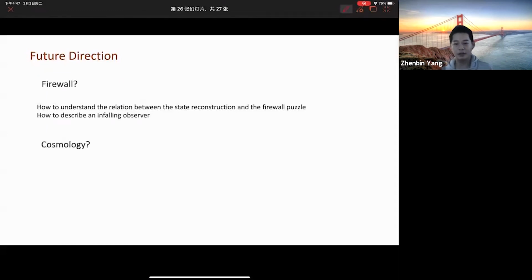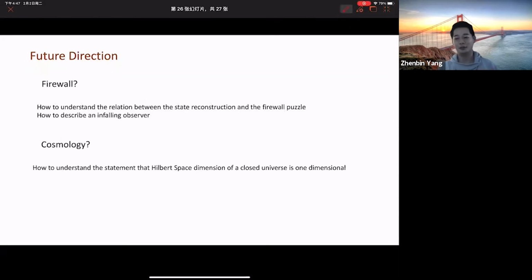And the second is about cosmology. How do we understand that the Hilbert space dimension of a closed universe is one-dimensional? Okay, this may be too speculative. If our universe also obeys this rule, then we would say that different initial states of our universe are actually equivalent. So we can start with any initial state, but that may be too large a jump from what we have understood from black holes to our own cosmology.